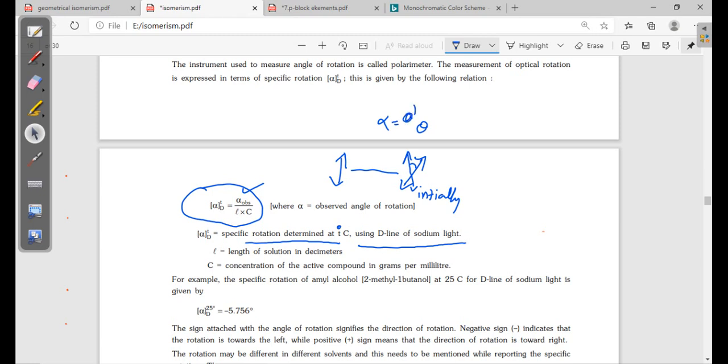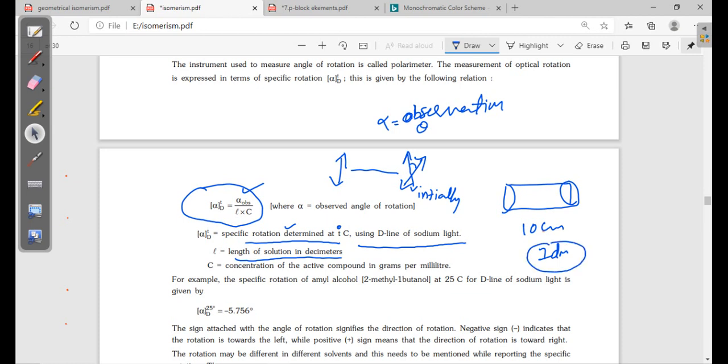In some books it is written as theta also, observation. Next, specific rotation. Next, what is L? L is the length of the solution in decimeter. Here we are taking one polarimeter, so that is generally 10 centimeter, that means 1 decimeter is there, but if it is not there, you have to convert into decimeter, you can take that value, right? Next, C. Here C is the concentration of the active compound in grams per milliliter.